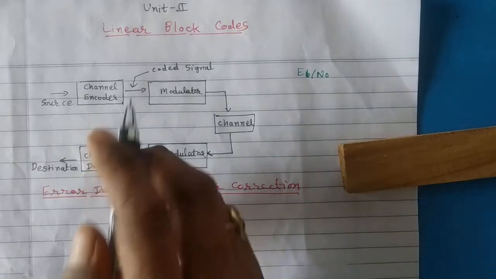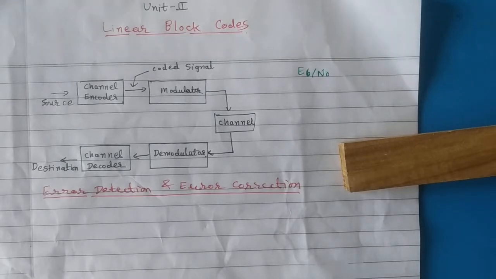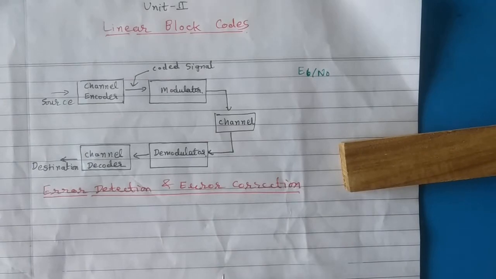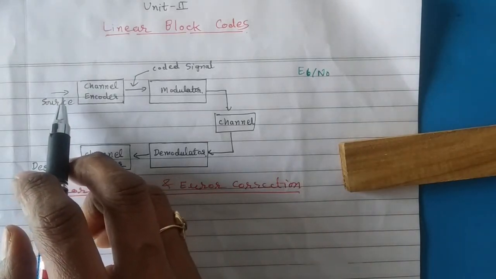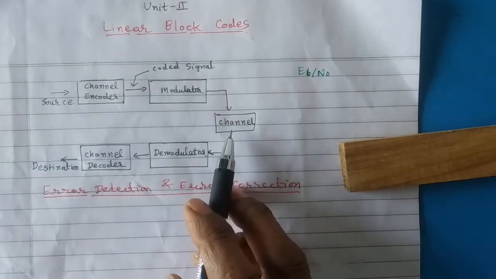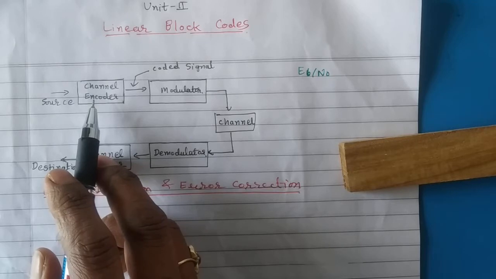Unit number 2 is Linear Block Code. In Linear Block Code, we have to study the different channel coding techniques. Linear Block Code is one of the channel coding techniques. We know that in communication, first we do the source coding, which we have discussed in the first unit, and after source coding, before transmitting the data on the communication channel, we do the channel coding. Now, why this channel coding is done, that we need to discuss first.